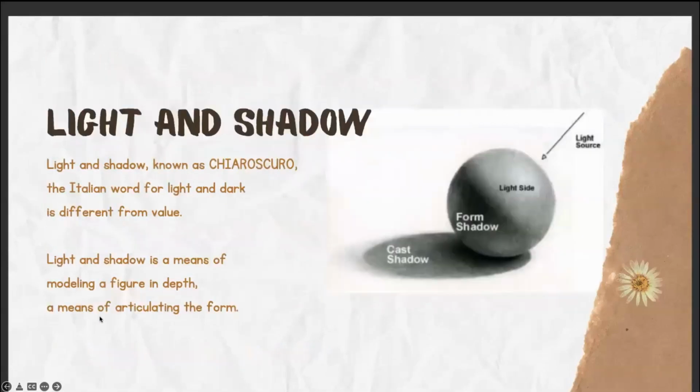Okay, so next is light and shadow. Light and shadow, known as chiaroscuro, the Italian word for light and dark, is different from value, the value that we discussed.